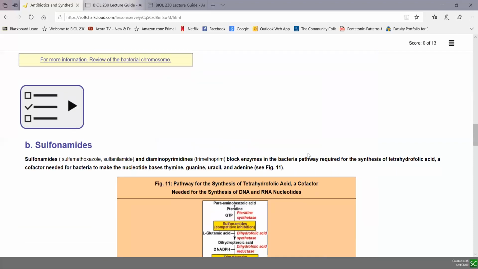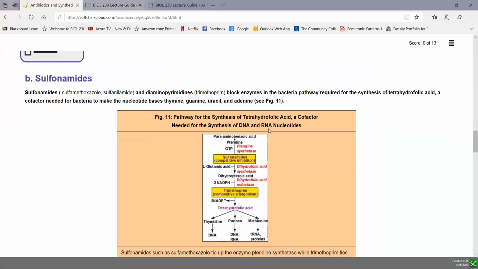Now, another group of antibacterials that we can use to inhibit nucleic acid replication are the sulfonamides, and also another small group, diaminopyrimidines. There's only one example of that, trimethoprim. And usually these are combined together. One of the sulfonamides, usually sulfamethoxazole, is combined with trimethoprim.